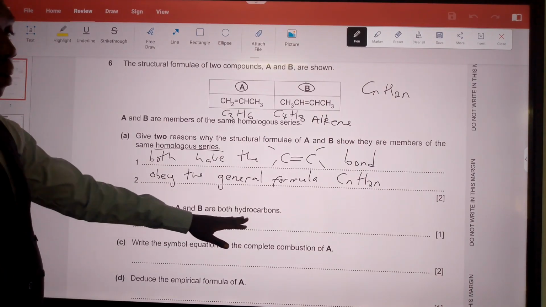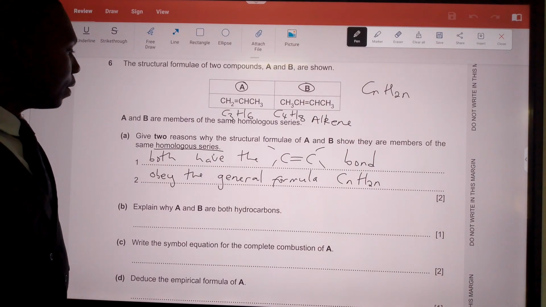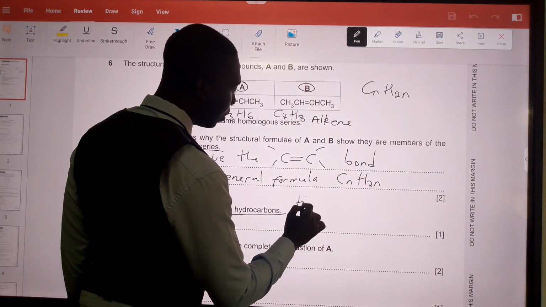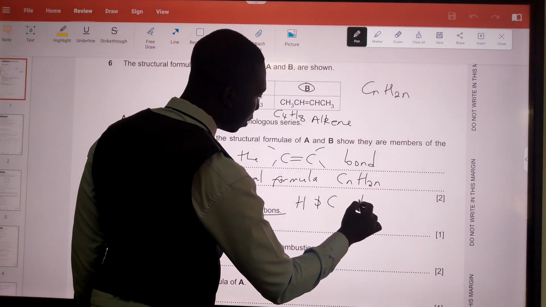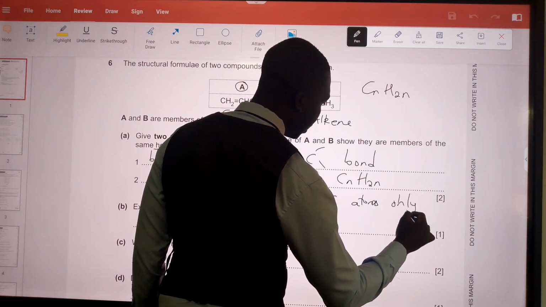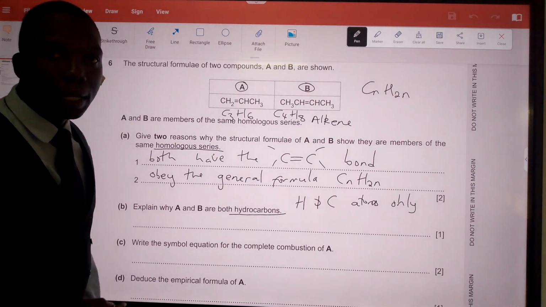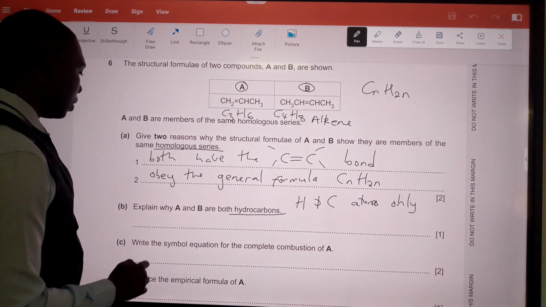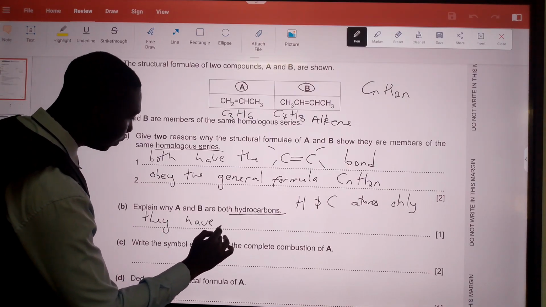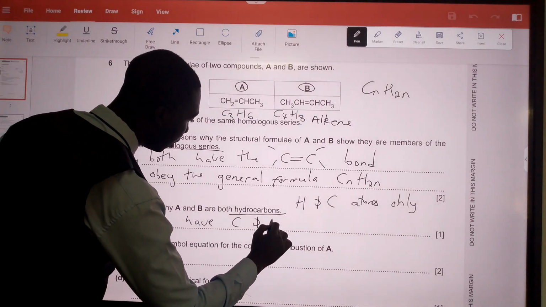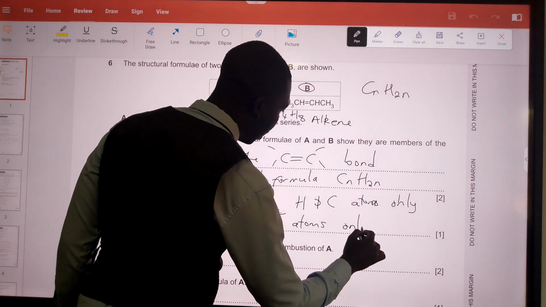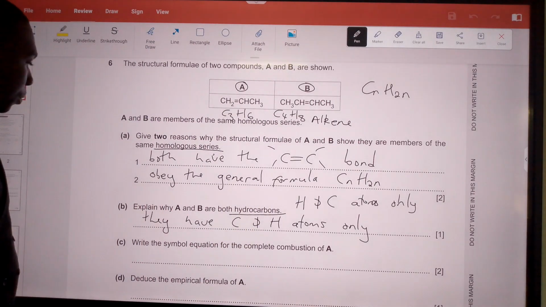Explain why A and B are both hydrocarbons. By definition, hydrocarbons are compounds which have hydrogen and carbon atoms only. We can see that in both A and B, the only atoms are carbon and hydrogen. So the answer is they have C and H atoms only, carbon and hydrogen atoms only.